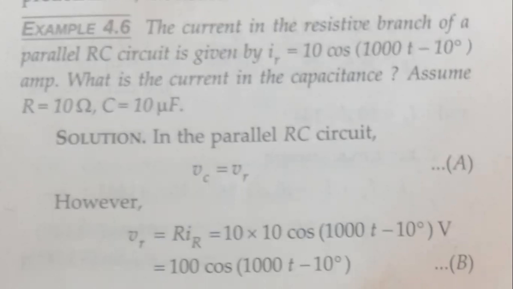So how can we start? First of all, before starting, always begin by writing the conditions. This is the steady state response of the parallel RC circuit, where the two components R and C are connected in parallel. So you just mention there: the steady state response of the RC parallel circuit connection. Next line, VC is equal to VR.